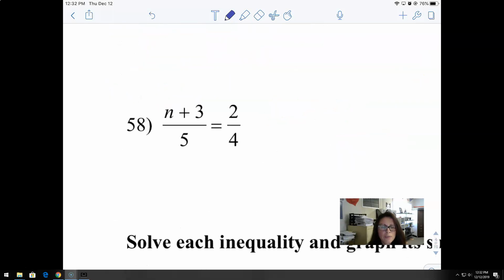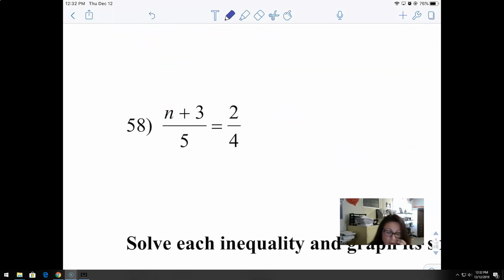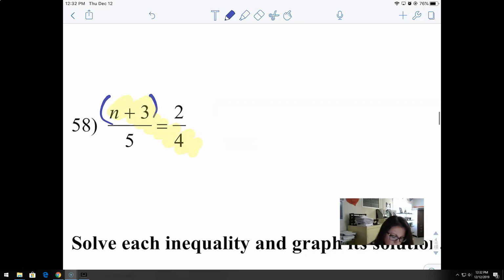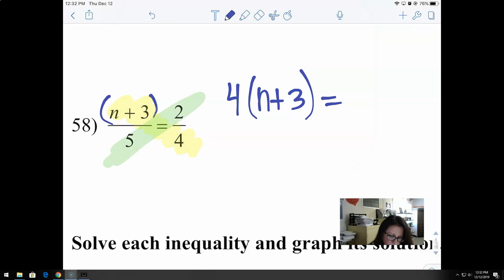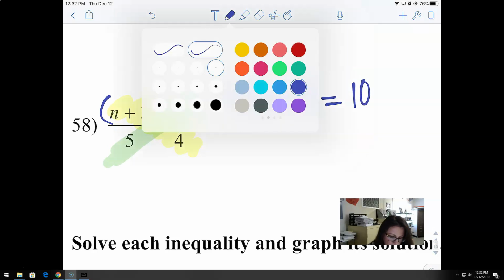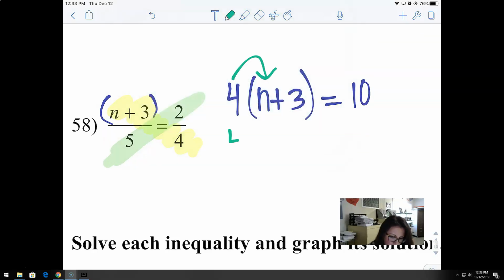We'll go ahead and jump. But again, as soon as you're done with this, go back and finish these problems because I'm only doing a few with you guys. So here, again, I'm going to use the cross product, n plus 3 times 4. I like to put the 4 first and then distribute, just my personal preference. And then I'm going to go 2 times 5, which is 10. Now I'm going to distribute. 4 times n is 4n. 4 times 3 is a positive 12, which equals 10.